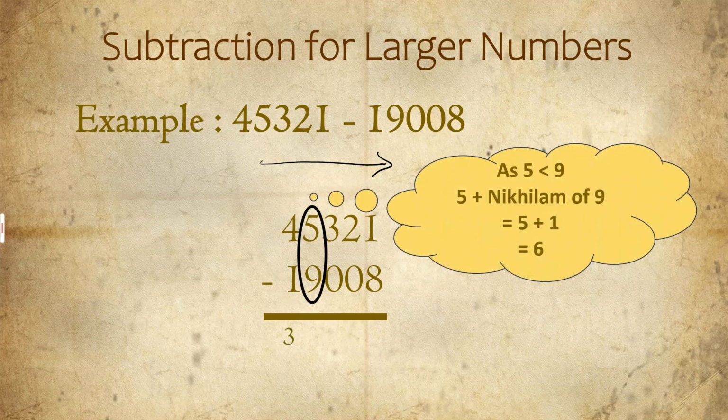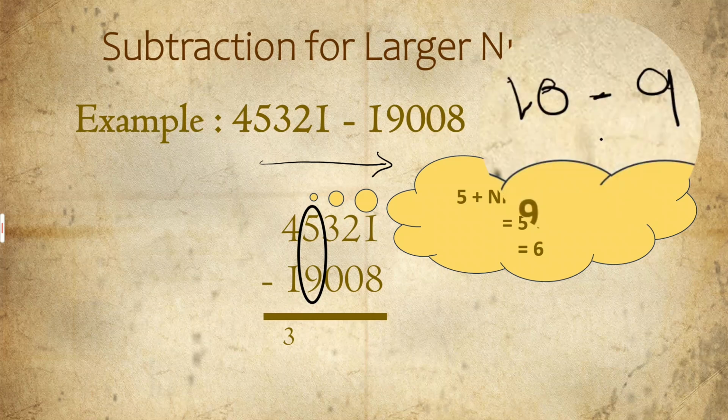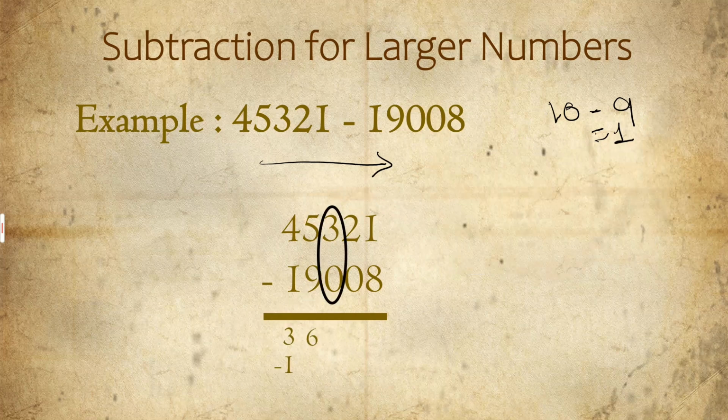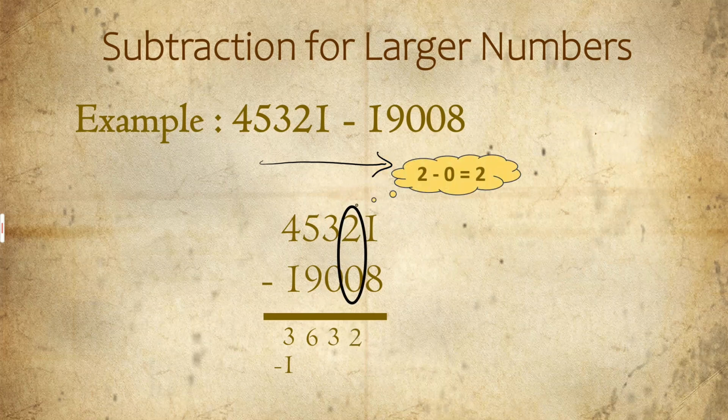Next, we have 5 and 9. We know that 5 is smaller than 9, so we're going to do the Nikhilam trick. Simply 5 plus the Nikhilam of 9. Nikhilam of 9 is 10 minus 9, which equals 1. So 5 plus 1 is 6. Before that, don't forget to put minus 1 in the previous column and write down 6 as it is. Next, we have 3 minus 0, that is 3 again itself. Then 2 minus 0, that is 2.